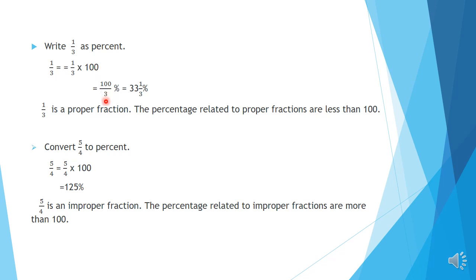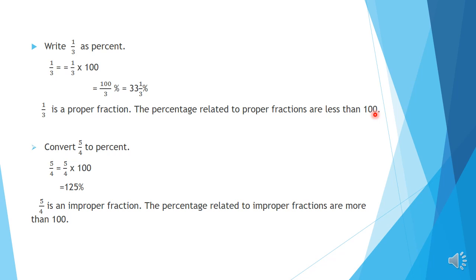So when dividing we get 33 and 1 by 3 percentage. 33 is the quotient, 1 is the remainder and 3 is the divisor. So we write it as 33 and 1 by 3. So that much percentage. So 1 by 3 is a proper fraction and the percentage is 33 and 1 by 3. 33 and 1 by 3 is smaller than 100. It's less than 100. So we can say the percentage of proper fractions is less than 100.